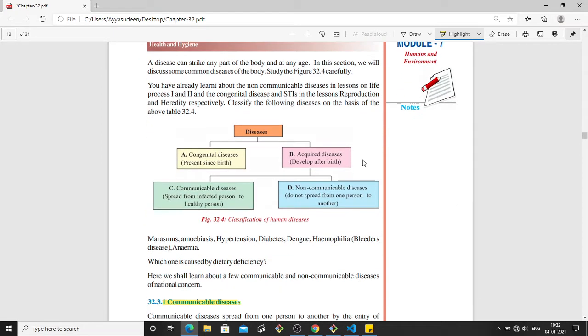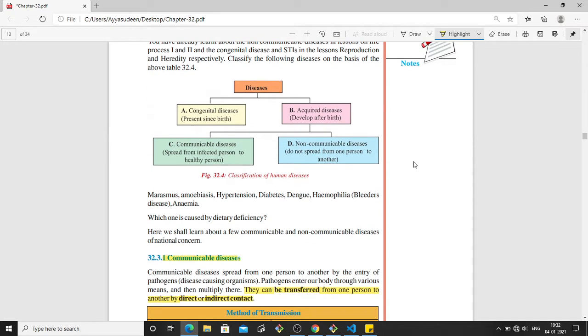disease. And these are categorized into two types basically: congenital diseases and acquired diseases. Congenital diseases are diseases that are present since birth for some individuals, and acquired diseases are those that happen after birth. Okay, and under the acquired diseases, there are two types of diseases. One is communicable diseases, the other one is non-communicable diseases.